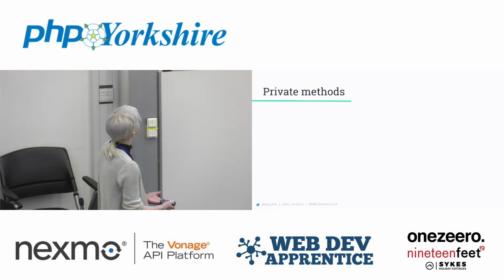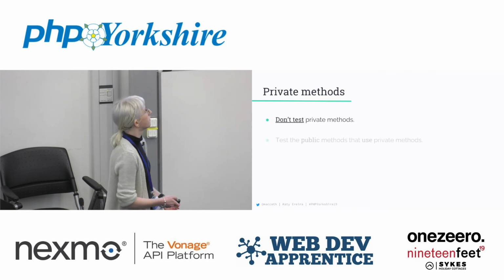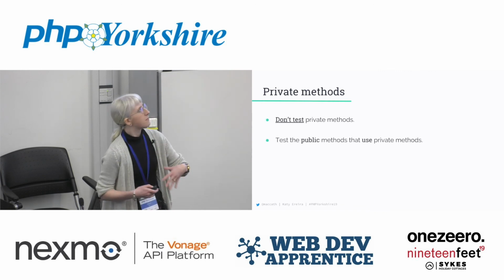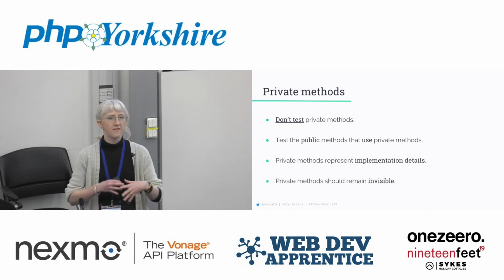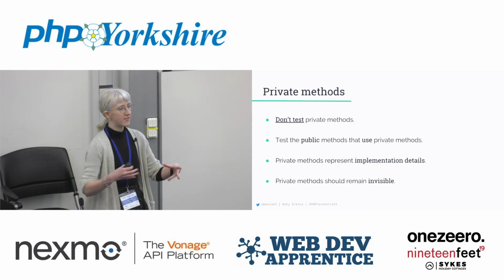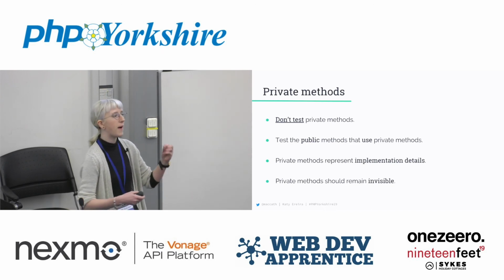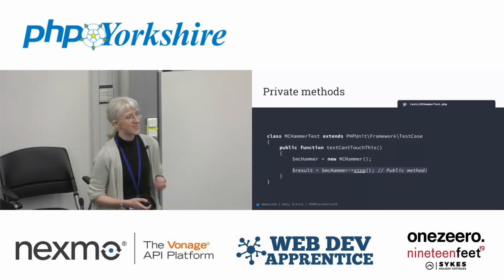How can you test it? Don't test it. Just don't. Private methods are implementation details. They should be able to be ignored. They should be invisible to the public API that your application exposes. So instead of testing the private methods themselves, you should test the public methods that use them, which in this case is our stop method.